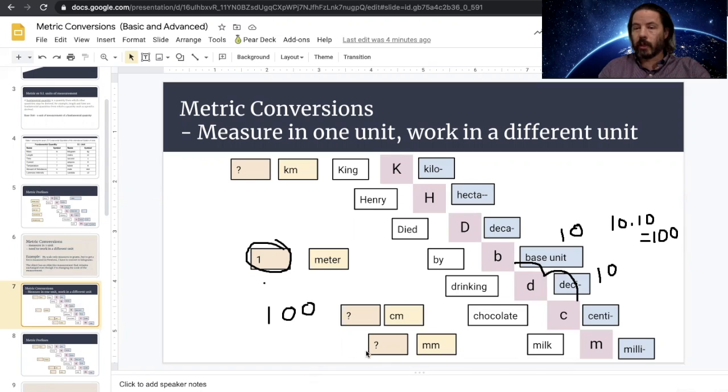Let's do millimeters. If I go to millimeters, go decimeters, centimeters, milli, 10 times 10 times 10. So that's 100 times another 10 would be 1,000. So 1 times 1,000 is 1,000 millimeters.